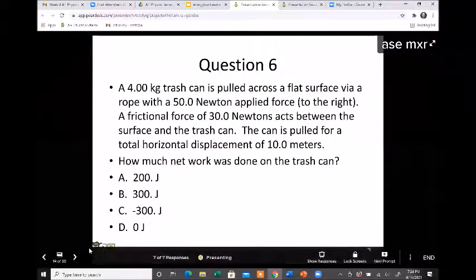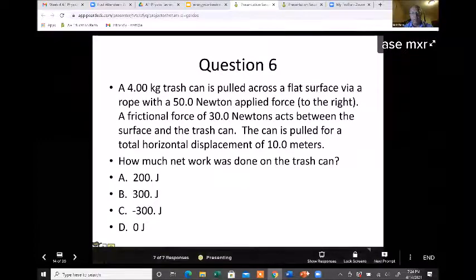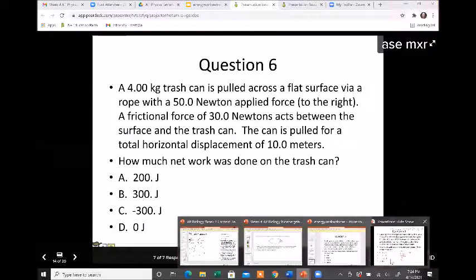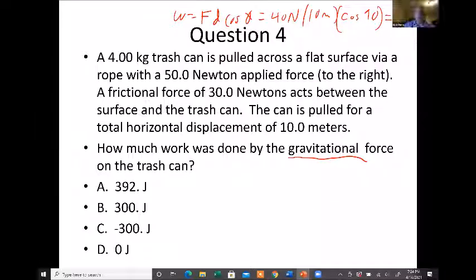I have a question. Yes, sir. To find the cosine theta, can you explain that again? Yeah, so let me go back. I'm going to go back to PowerPoint so I can draw. So let's go back to our box.